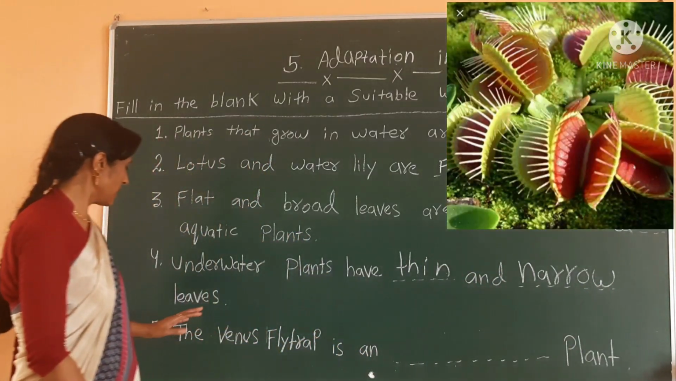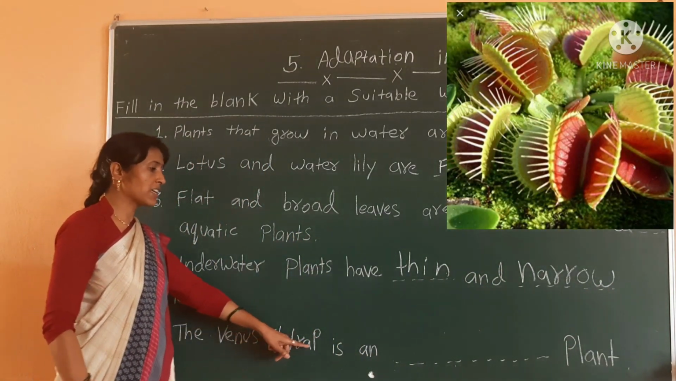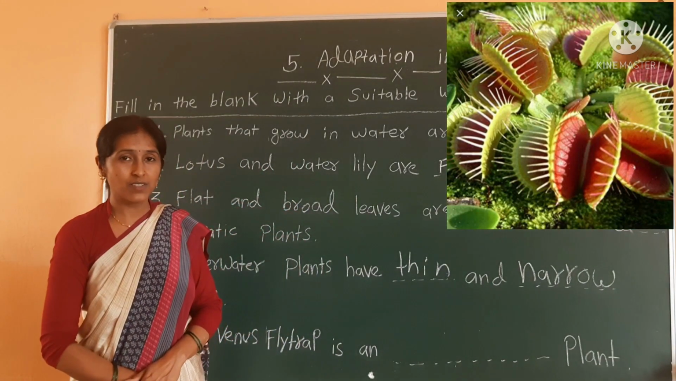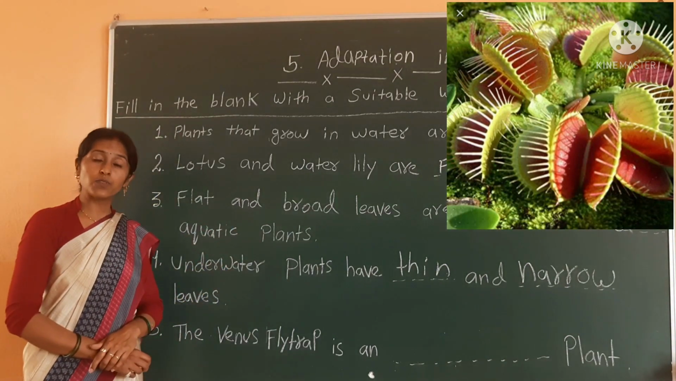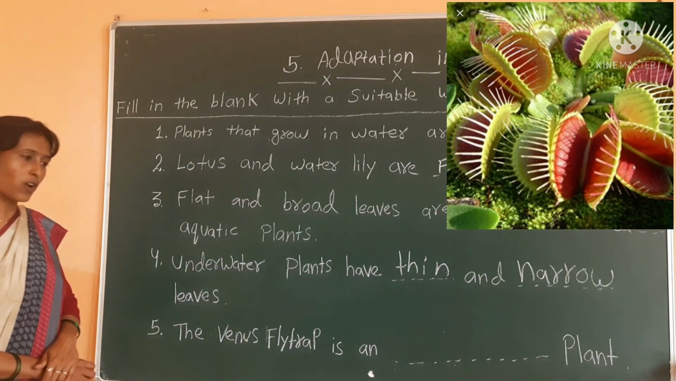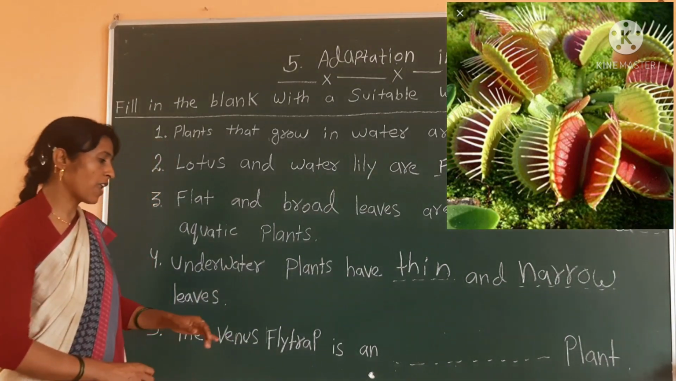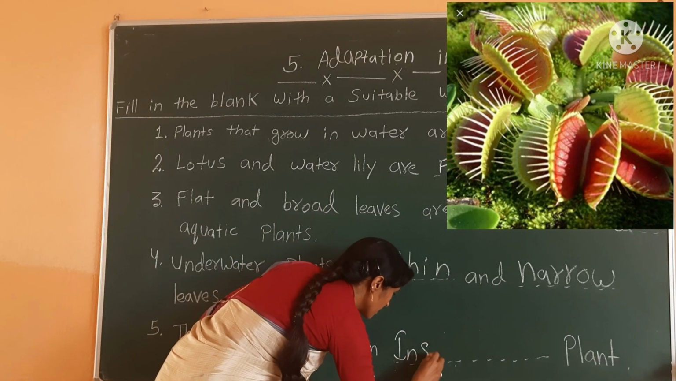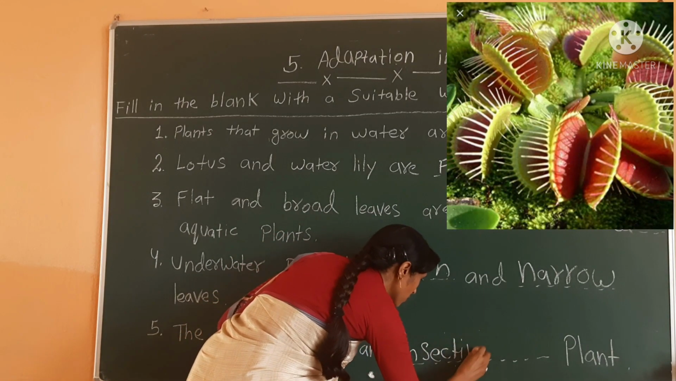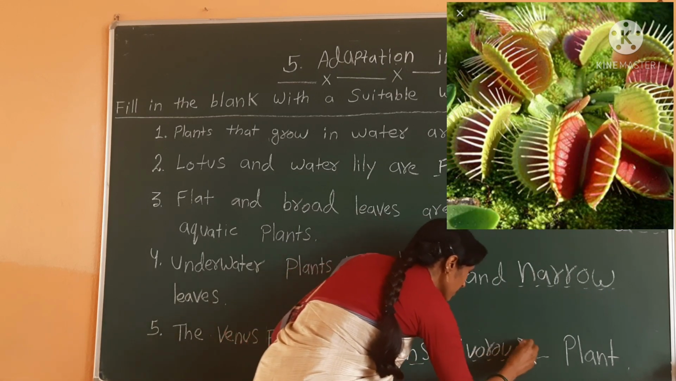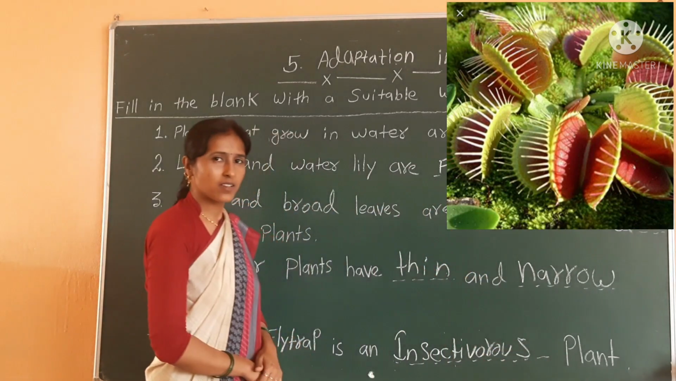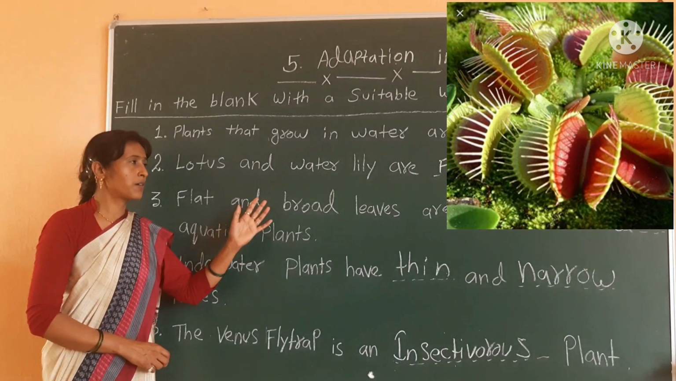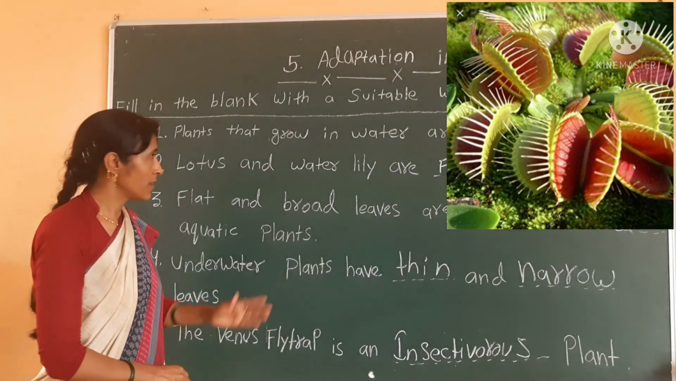Okay, and the last one is: the Venus flytrap is a dash plant. Venus flytrap, which plant? Both of them are just examples of which plant? Insectivorous plants. Okay, so the Venus flytrap is an insectivorous plant. So these are the 5 questions given on your page number 68 in the form of fill in the blanks.